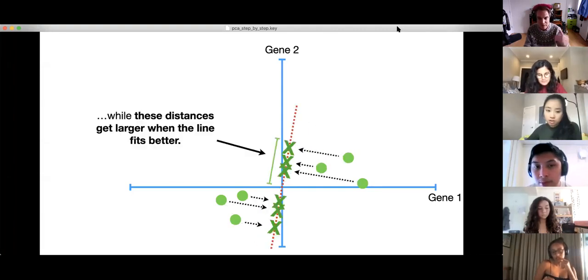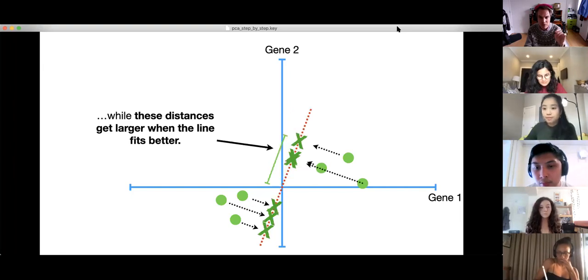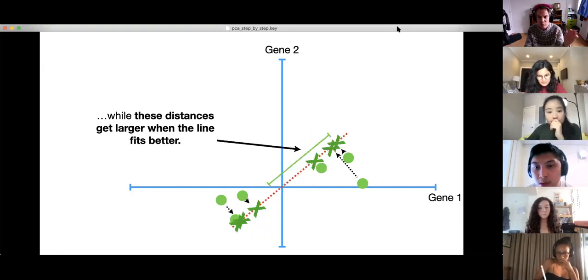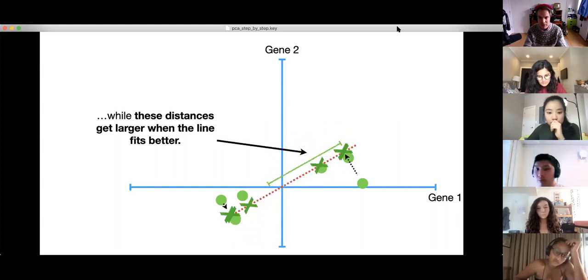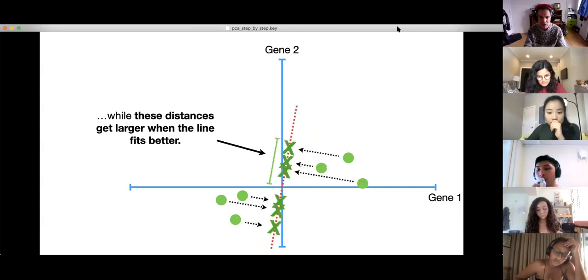While these distances, the distances from the projected data to the origin, will get larger when the line fits better. So watch. You see the projected points start moving further and further out on the line. And as the line fits the data better, those distances get larger, and as the line fits it worse, those distances get a little shorter.